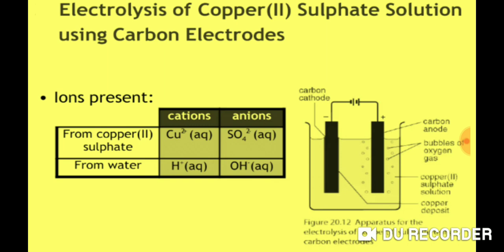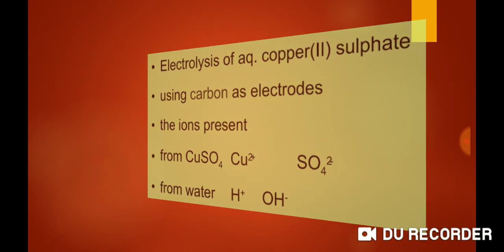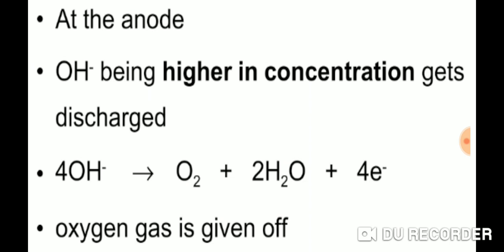Bubbles of oxygen gas are produced at the positive plate. You can see the bubbles are shown here. So, this is the electrolysis of copper sulfate. Now, let us see how it happens. Electrolysis of aqueous copper sulfate using carbon, that is inert electrodes. The ions present, of course, are four kinds of ions: two positive, copper 2 positive and hydrogen ion, and two negative, sulfate ions and hydroxide ions.